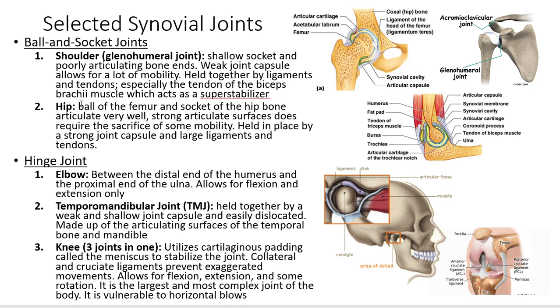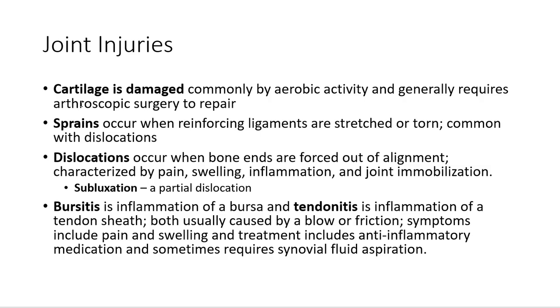And then the knee, which is actually 3 joints in one. A joint between your femur and the patella, and then 2 joints between the lateral and medial side of the femur and the tibia. It also contains cartilaginous padding called the meniscus, and also collateral and cruciate ligaments. These are there to prevent over-exaggerated movements, so we can really just see flexion, extension, and some rotation from the knee. But hyperextension or horizontal blows are going to make the knee very vulnerable and likely to experience things like cartilage damage or damage to ligaments and tendons.